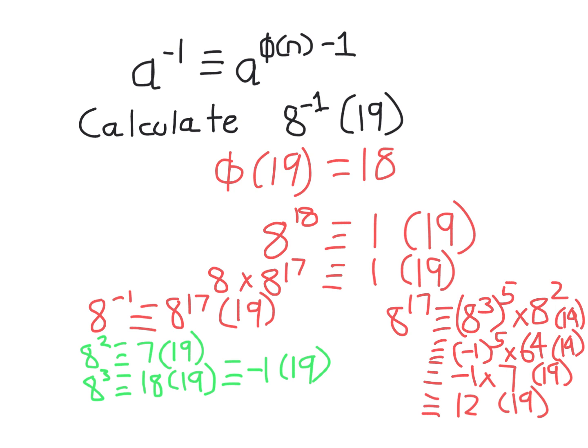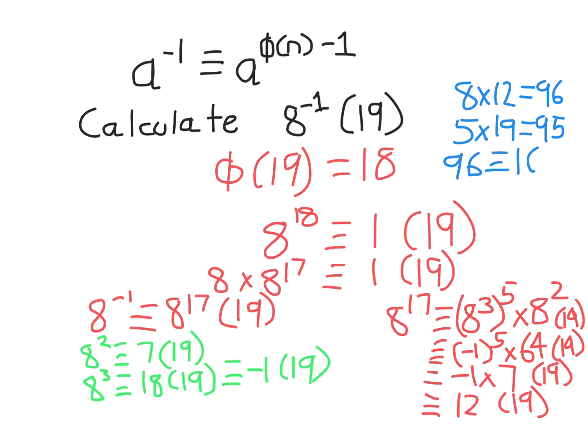That actually makes sense because 8 times 12 is equal to 96. 5 times 19 is 95. 96 is 1 more than a multiple of 19. So 96 is equivalent to 1 mod 19. 12 and 8 are inverses of each other.